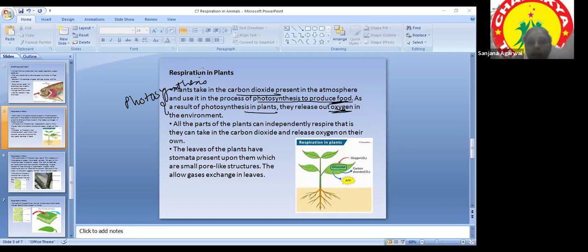Right? All the parts of a plant can independently respire, that is, they can take in carbon dioxide and release oxygen on their own. And the leaves of plants have stomata present upon them, which are small pore-like structures. They allow gas exchange in leaves. So there is a slight difference between photosynthesis and respiration. Okay. Please write this down.